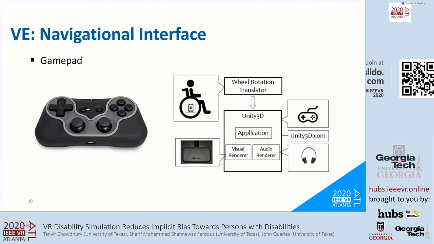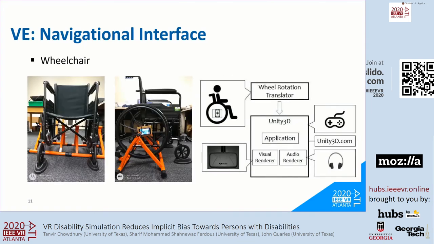Unity has built-in support for gamepad input. All we had to do was capture the input and translate it into the movement of the avatar in the virtual environment. For the wheelchair interface, we created a server-client-like setup in our application. The wheelchair was mounted on top of two bike trainers, and two Android phones were connected to the wheels of the chair. Our disability simulation Unity application acted as a server, and the two Android phones acted as two clients who sent rotational data of the corresponding wheel continuously.